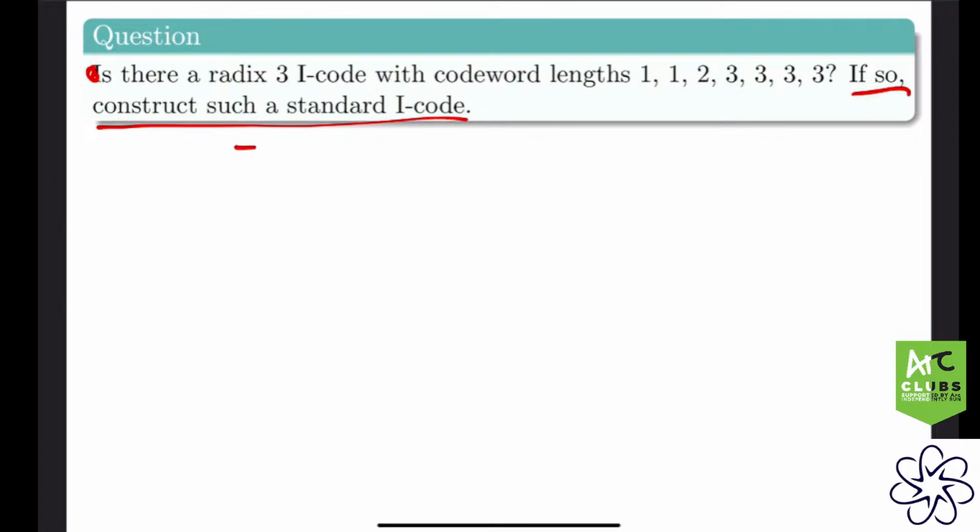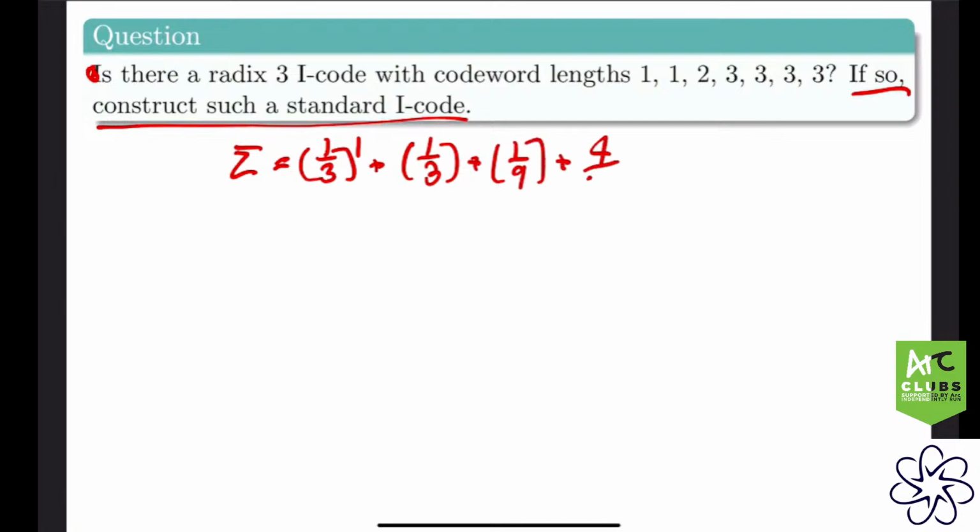Right, so I guess I'll just do the sum, just for completeness. This is going to be 1 on 3 to the power 1, plus 1 on 3, plus 1 on 9, plus, I'm going to just say, 4 on 27. Hope you'll let me do that. And this is going to equal, I can do the arithmetic, but I know the answer because I have practiced, 25 on 27. Right, so this is less than 1. And we see that this code can exist.